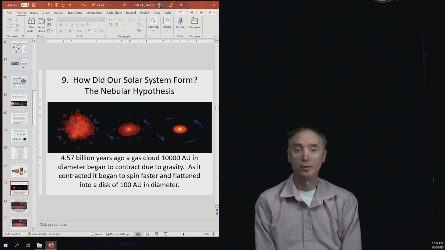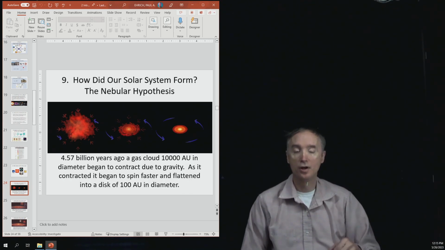So, about 5 billion years ago, a gigantic gas cloud, 10,000 astronomical units in diameter, began to contract due to gravity. So 10,000 astronomical units in diameter means that this thing would have extended halfway to our closest star, Alpha Centauri. So it was huge.